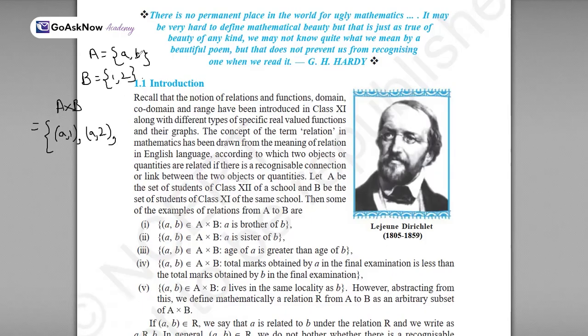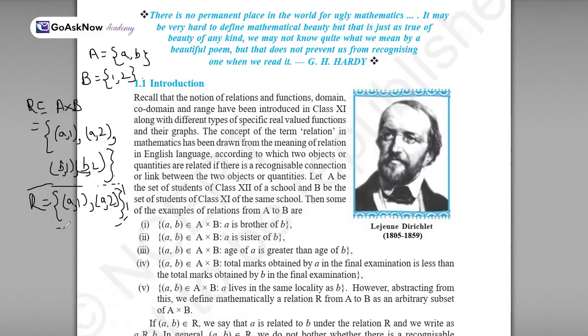Then we will multiply b with 1, 2. So what will that be? (b, 1) and (b, 2). This is the Cartesian product of A and B. Now what is a relation? A relation is a subset of this A cross B. So if I have a relation like {(a, 1), (a, 2)}, this is a subset of A cross B, and it is one relation formed from A cross B.